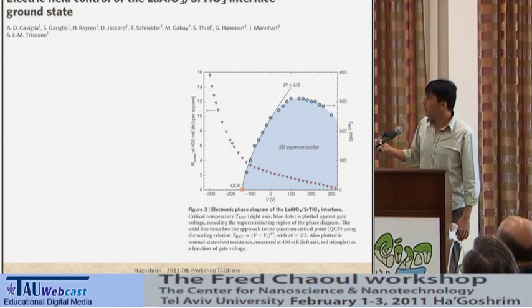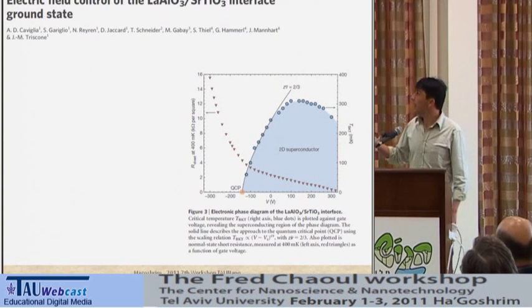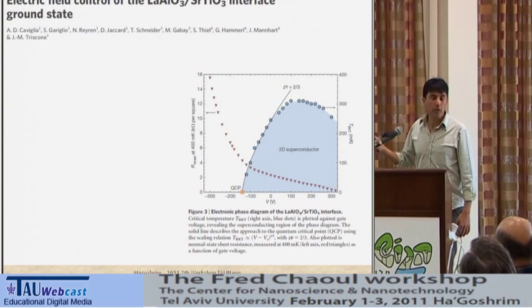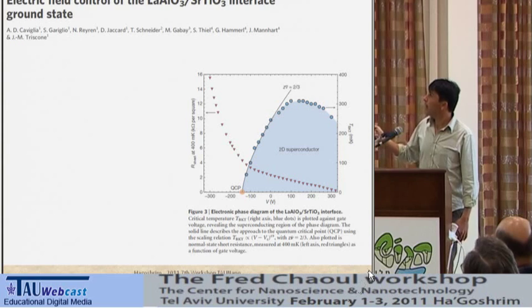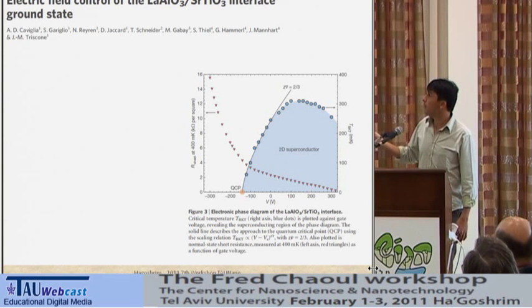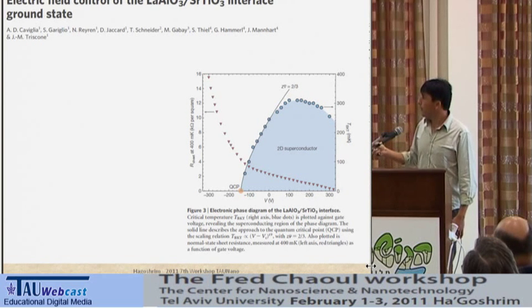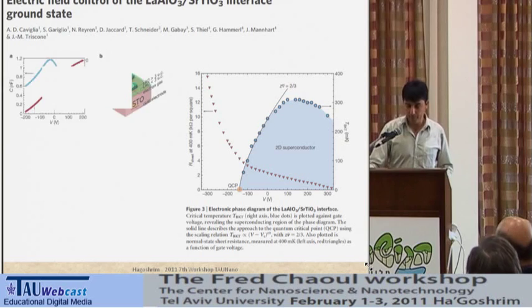Here they changed the gate bias and modified the number of carriers, and via that they changed the superconducting critical temperature. So here they can actually scan the entire phase diagram of the superconducting state. This is low temperatures, and this is the resistance, which goes from metallic-like behavior to insulating-like. So basically by gating you can scan the phase diagram.